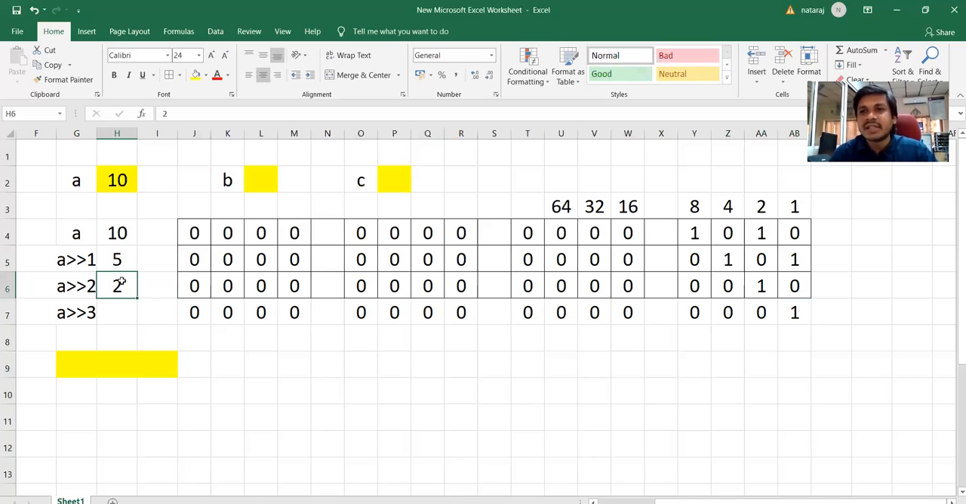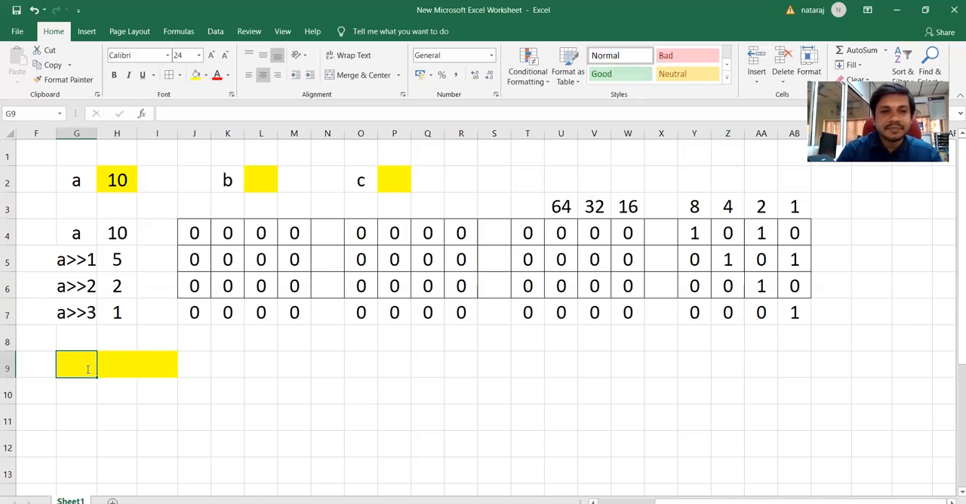Integer by integer is integer. 5 by 2 is not 2.5. 2.5 is in mathematics, but here integer by integer is an integer. 5 by 2 is 2, and 2 by 2 is 1. The value is 1. If I do it once more, 1 by 2 becomes 0, and all will be zeros. Do it again and it is 0.